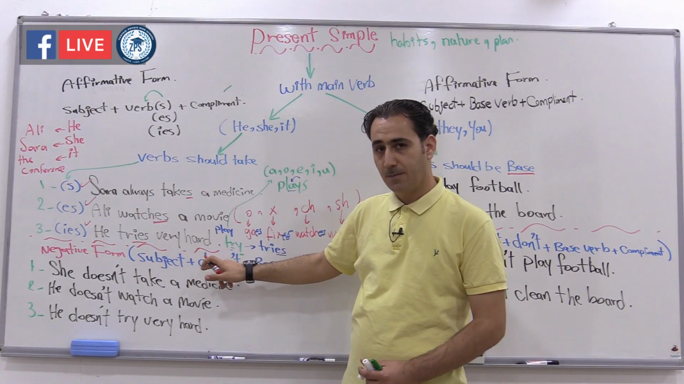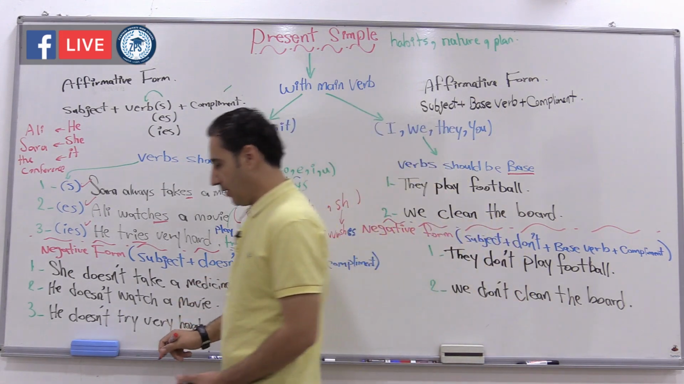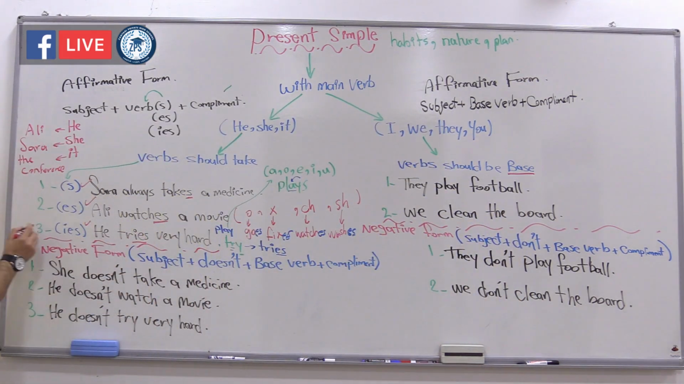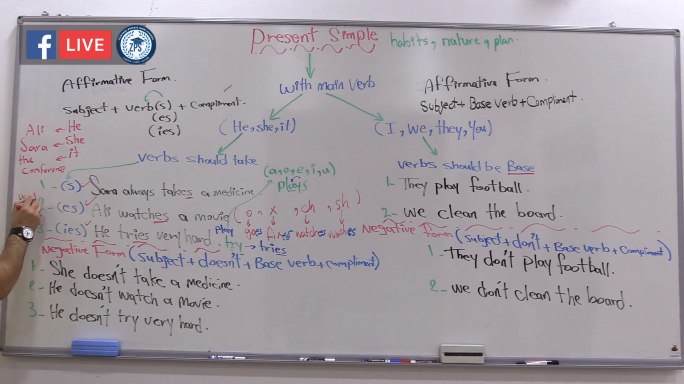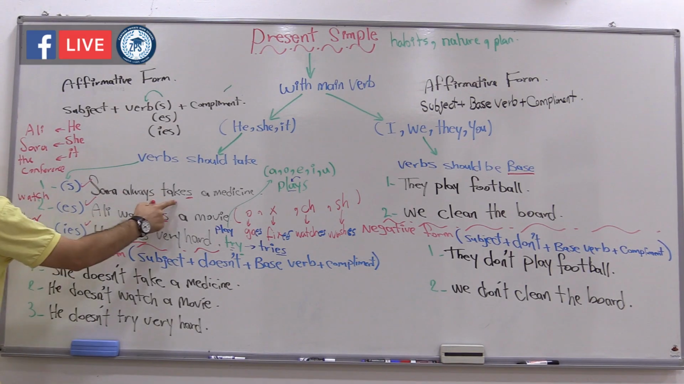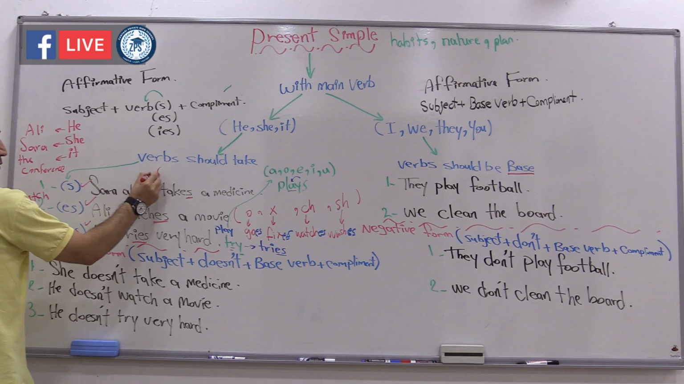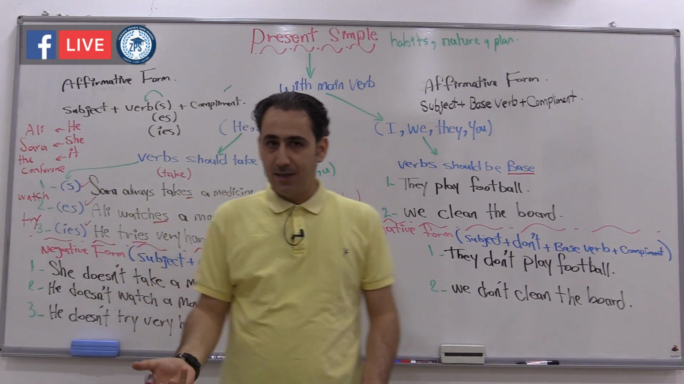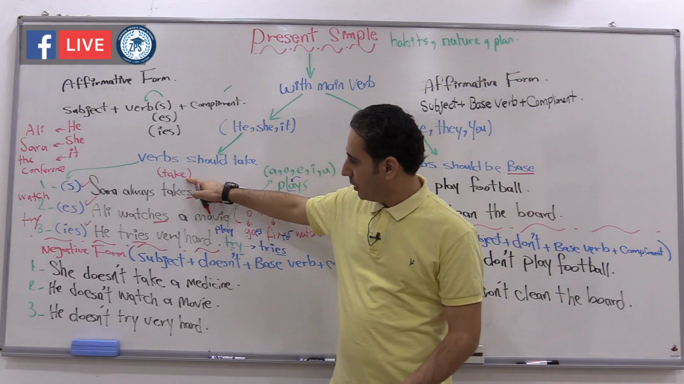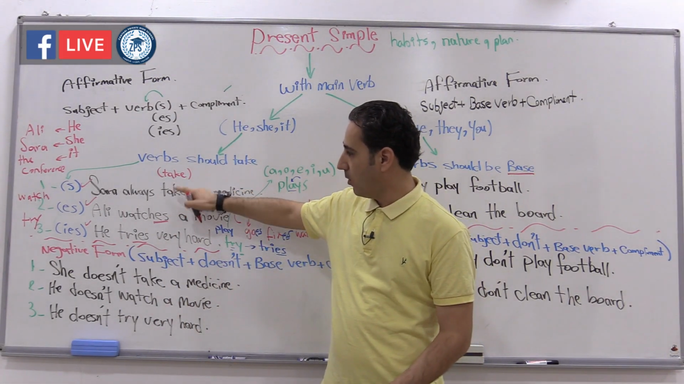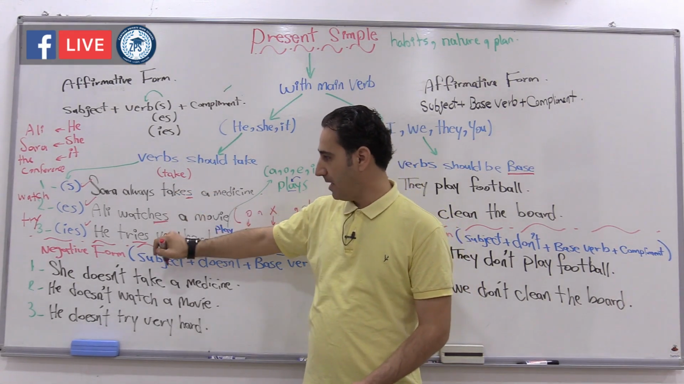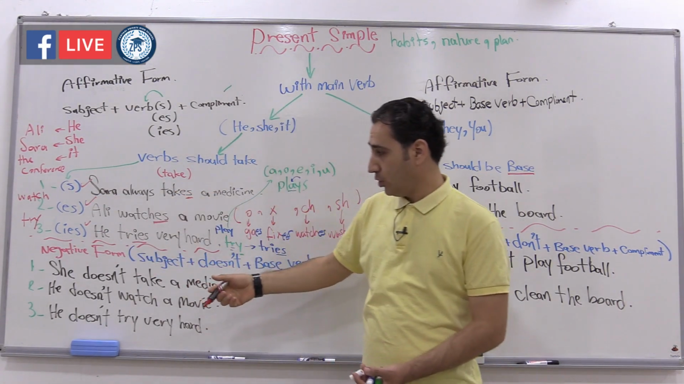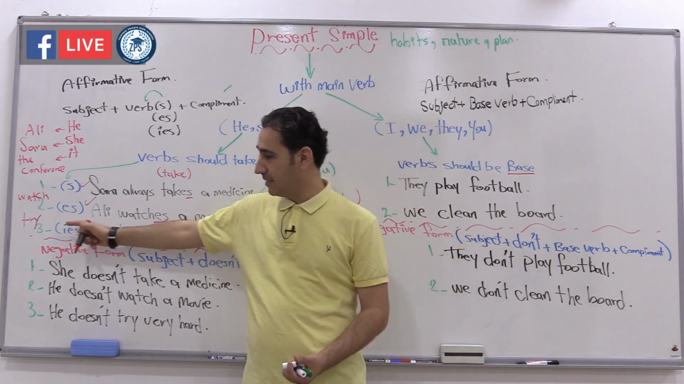Very hard. Okay? So, the base of tries is what? Try. The base of watches is what? Watch. The base of takes is what? Take. So, look, take is the base form of takes, watch the base form of watches, and the base form of tries is try.